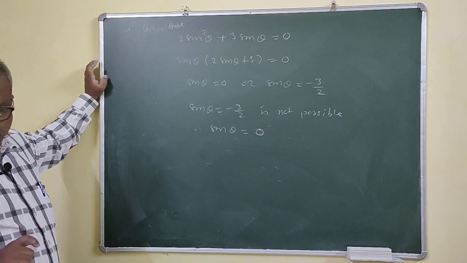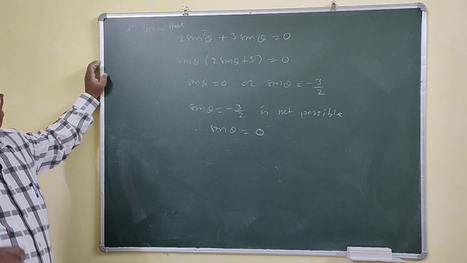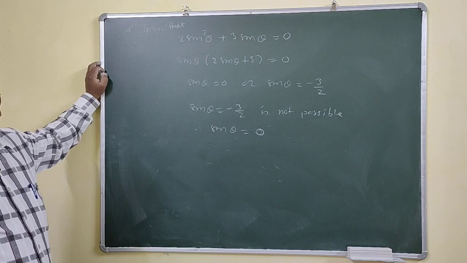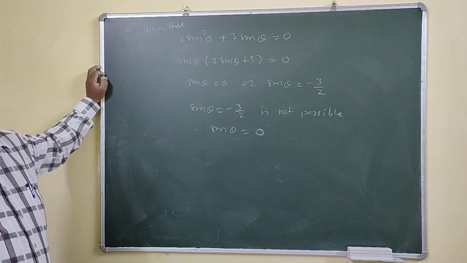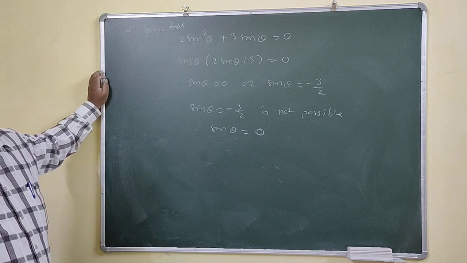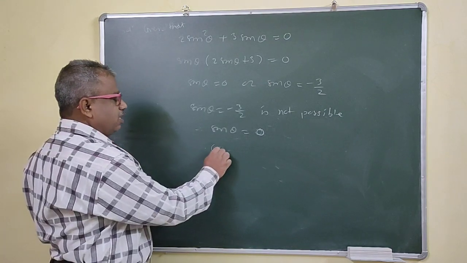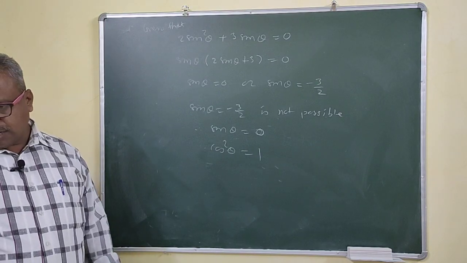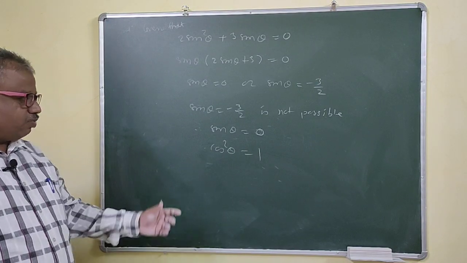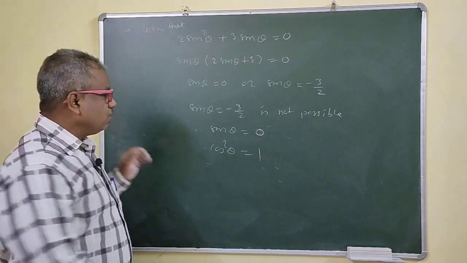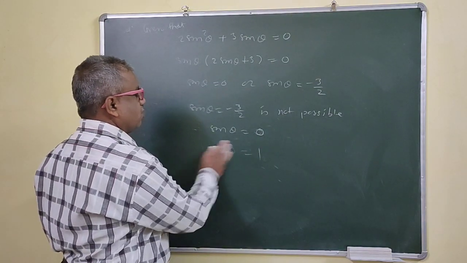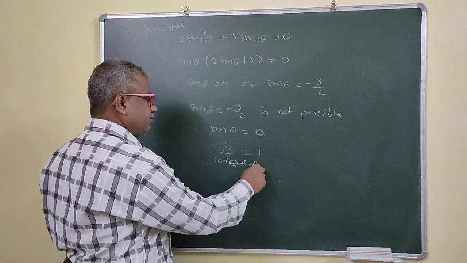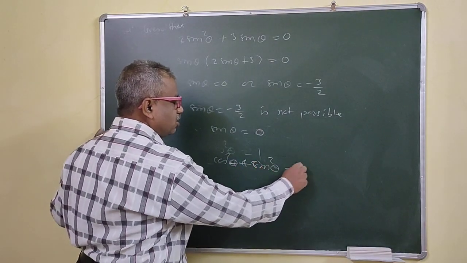Right? So we have the value of sin theta, and we want the value of cos theta now. Now we write the relation: cos square theta plus sin square theta is equal to 1. Therefore cos square theta is equal to 1 now. Do you understand it? Why is it cos square? Because you can write cos square theta plus sin square theta is equal to 1.